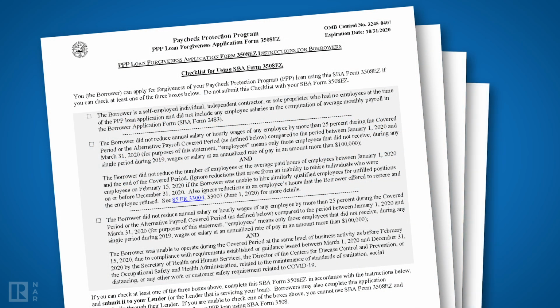Form 3508EZ is only available to borrowers that meet certain criteria. A borrower can use this form if it fits into one of three categories. Before we identify and discuss these categories, we'll cover some basic terms and definitions of the program.